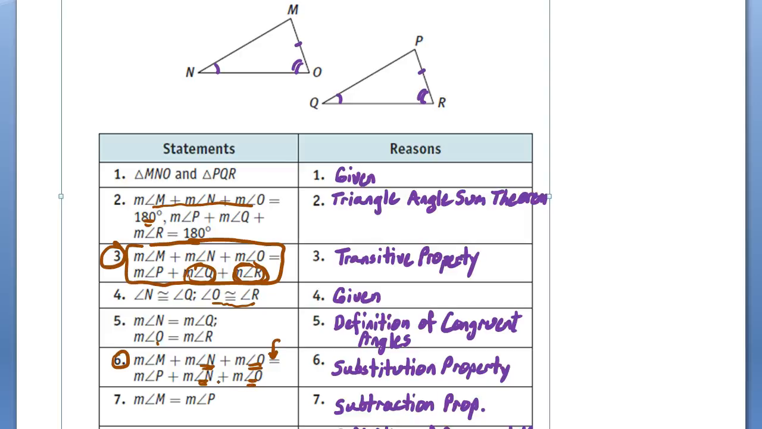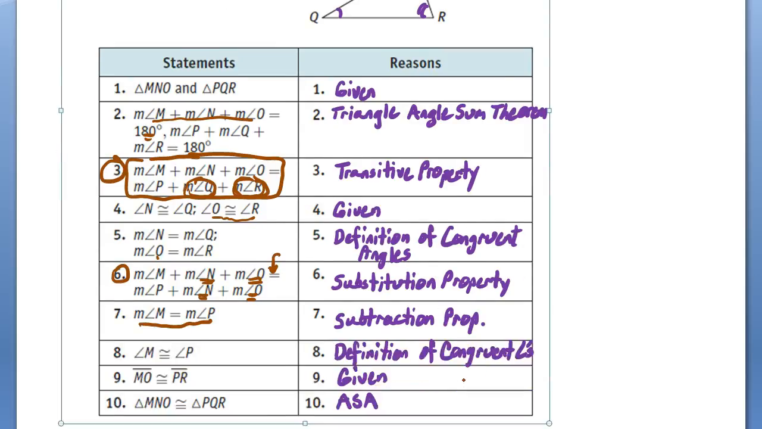So let's subtract them both from both sides of the equation. And that leaves this equation. That's the subtraction property, where you can subtract things from both sides of the equation.